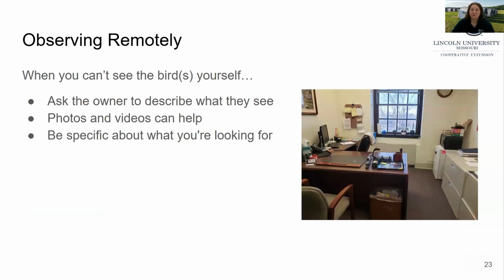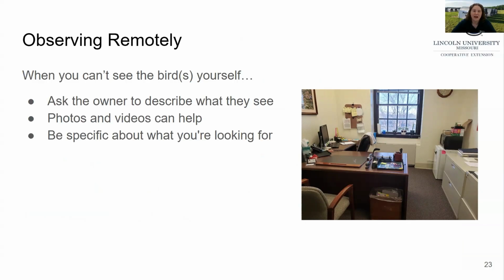Now, there is an important complication. We are not always standing next to these birds ourselves. A lot of the health concerns we encounter come to us by phone, email, text, or other messaging forms. So how do we make these observations when we're working remotely? This is where those specific questions become really important.